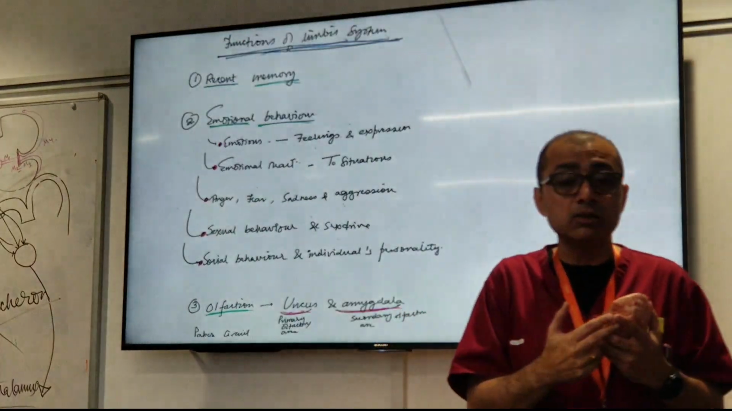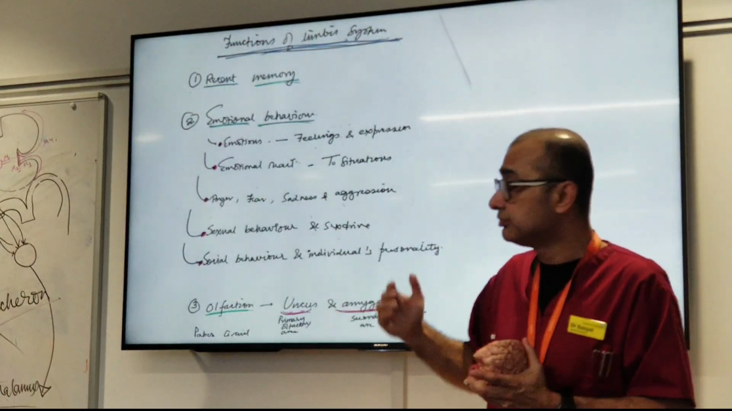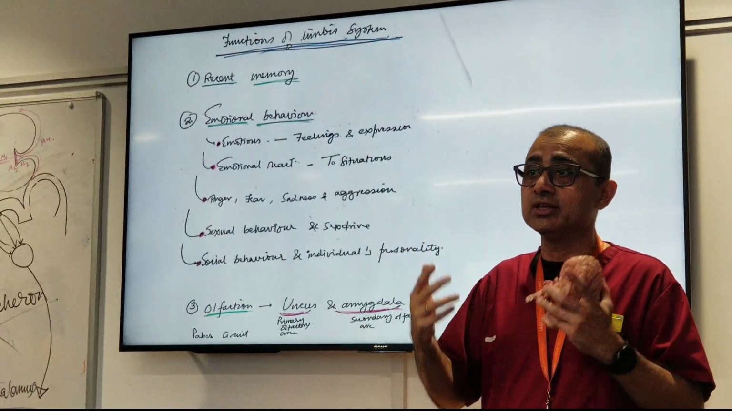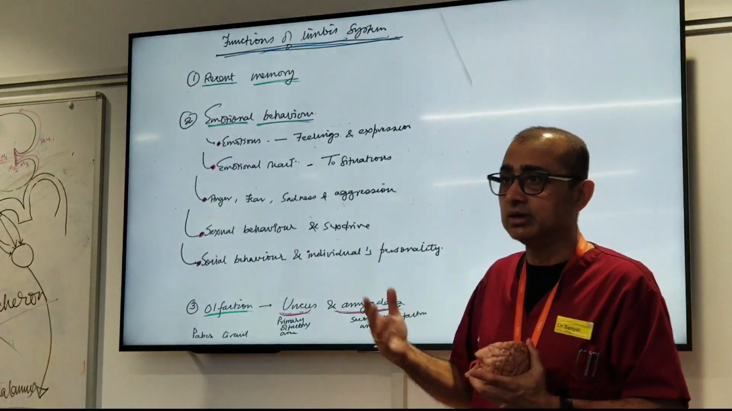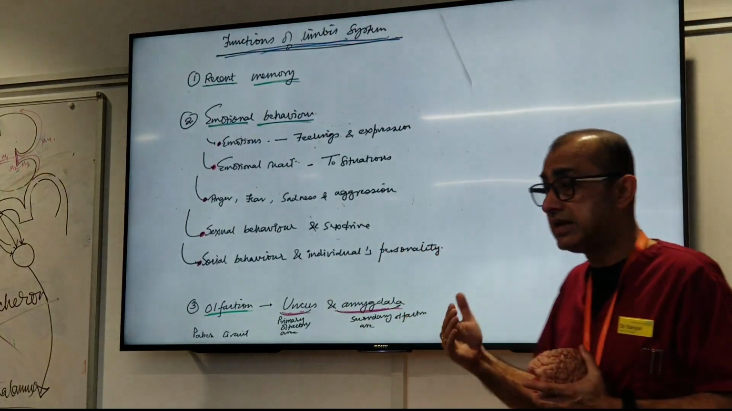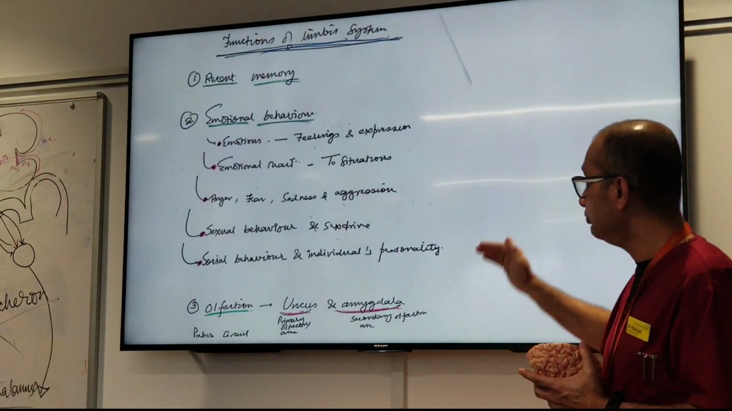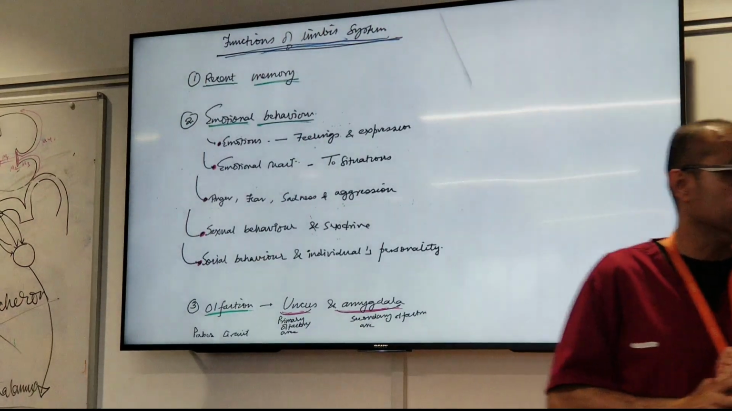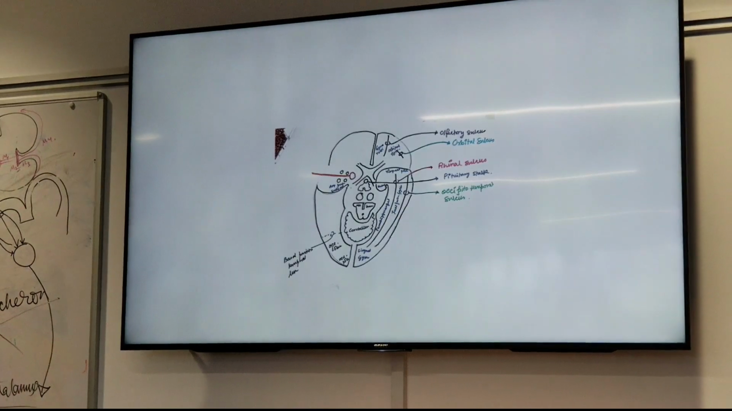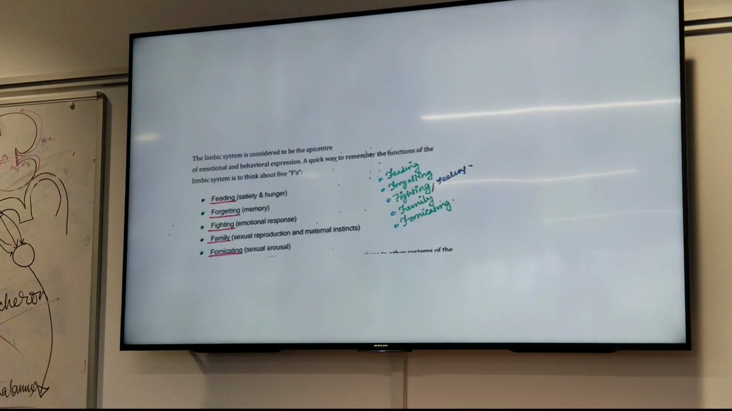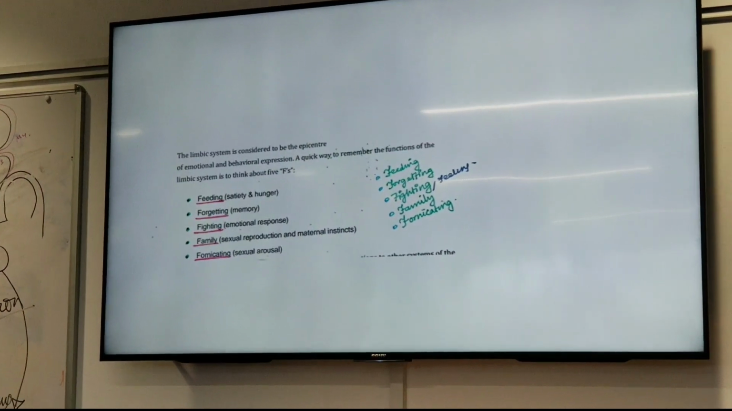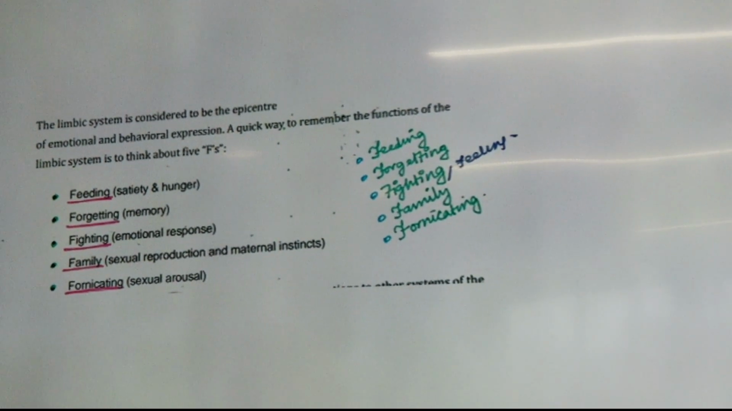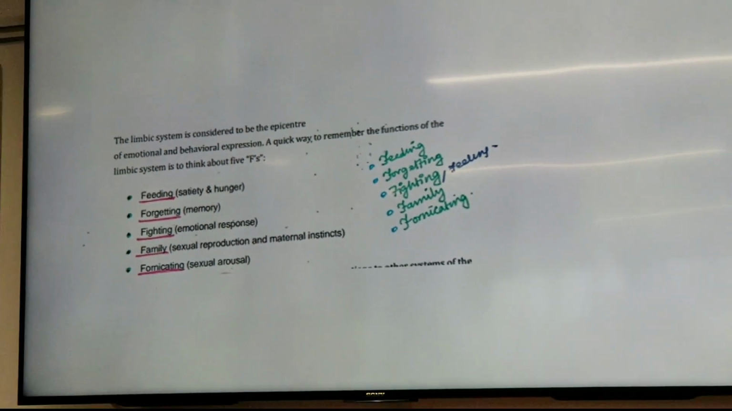And that's why we see a lot of patients with brain injury, brain damage. They get all these symptoms which we think are just them being naughty or something, but it's all part of the system. This damage can give all these problems. And obviously olfaction problems because of the uncus and the amygdala. So there is a mnemonic: feeding, forgetting, fighting, family, and fornicating. All these are functions of the limbic system.